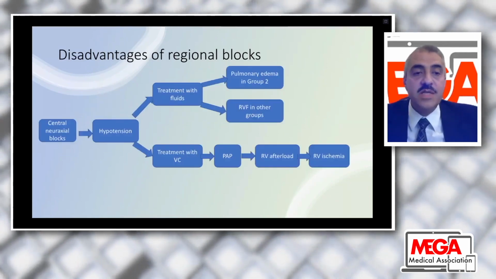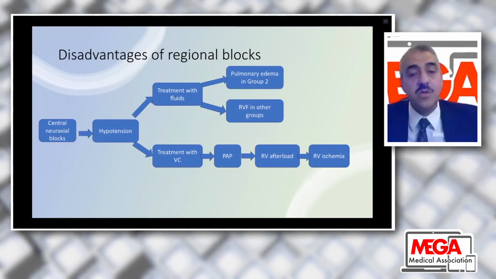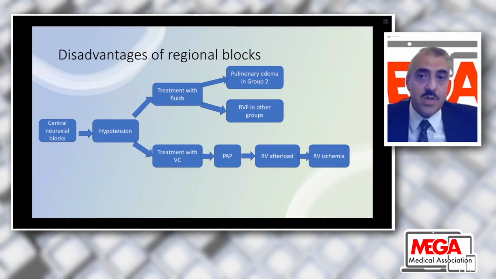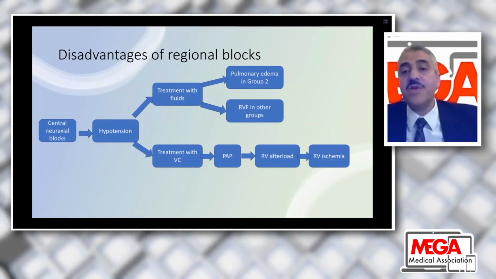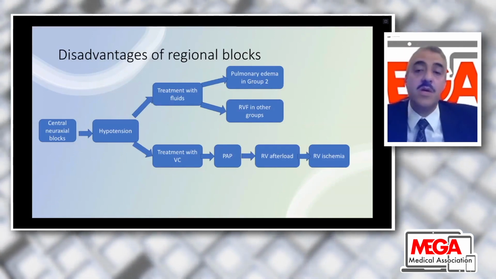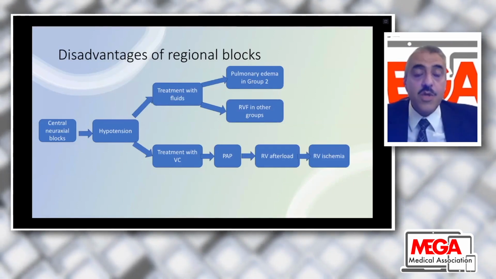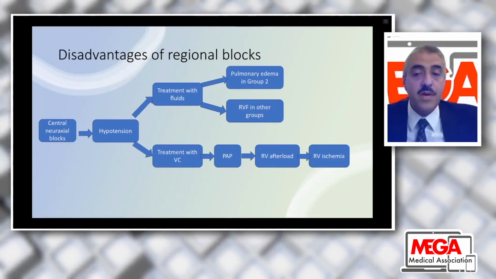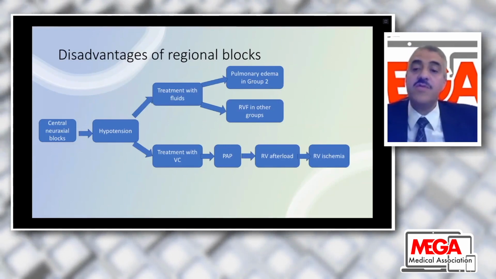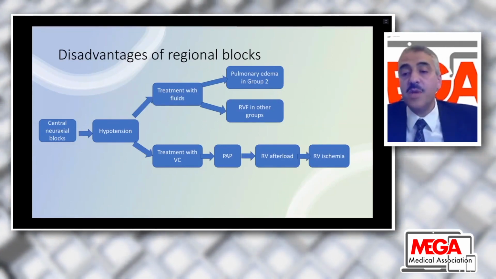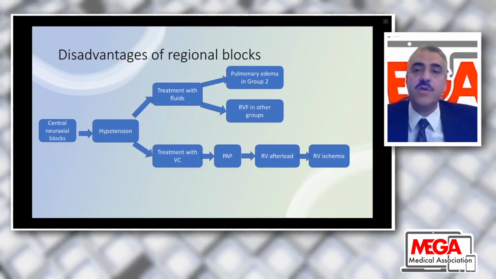Last of this is that the spinal anesthesia, for example, or central neuraxial block, when it induces hypotension, how can we treat the hypotension? Treat it with fluid. In group 2, pulmonary edema will result. And in all the other groups, right ventricular failure might follow the fluid administration. Okay, let's treat the hypotension with a vasoconstrictor like epinephrine. Maybe the pulmonary artery pressure increases, right ventricular afterload increases, and right ventricular ischemia follows. So it is very difficult to maintain the blood pressure of this patient under regional anesthesia.